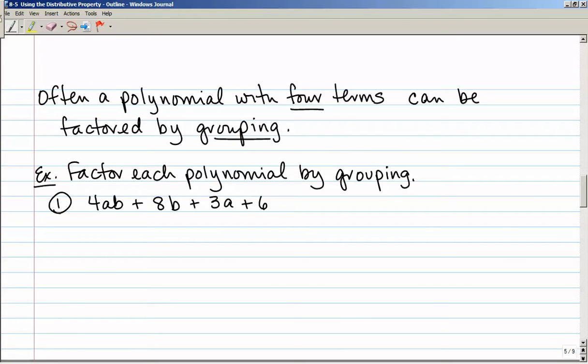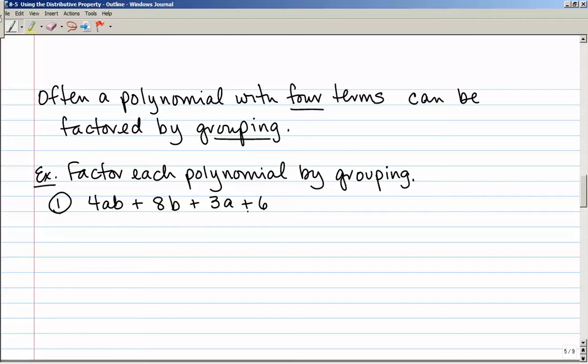Now, another way to deal with this is sometimes you have a polynomial that has 4 terms, and this can be factored by grouping. And to be honest, this is one of my favorite ways to factor. I think it's kind of fun. So what we're going to do is notice we have 4 terms here in my first example, 4ab plus 8b plus 3a plus 6. There is no greatest common factor.